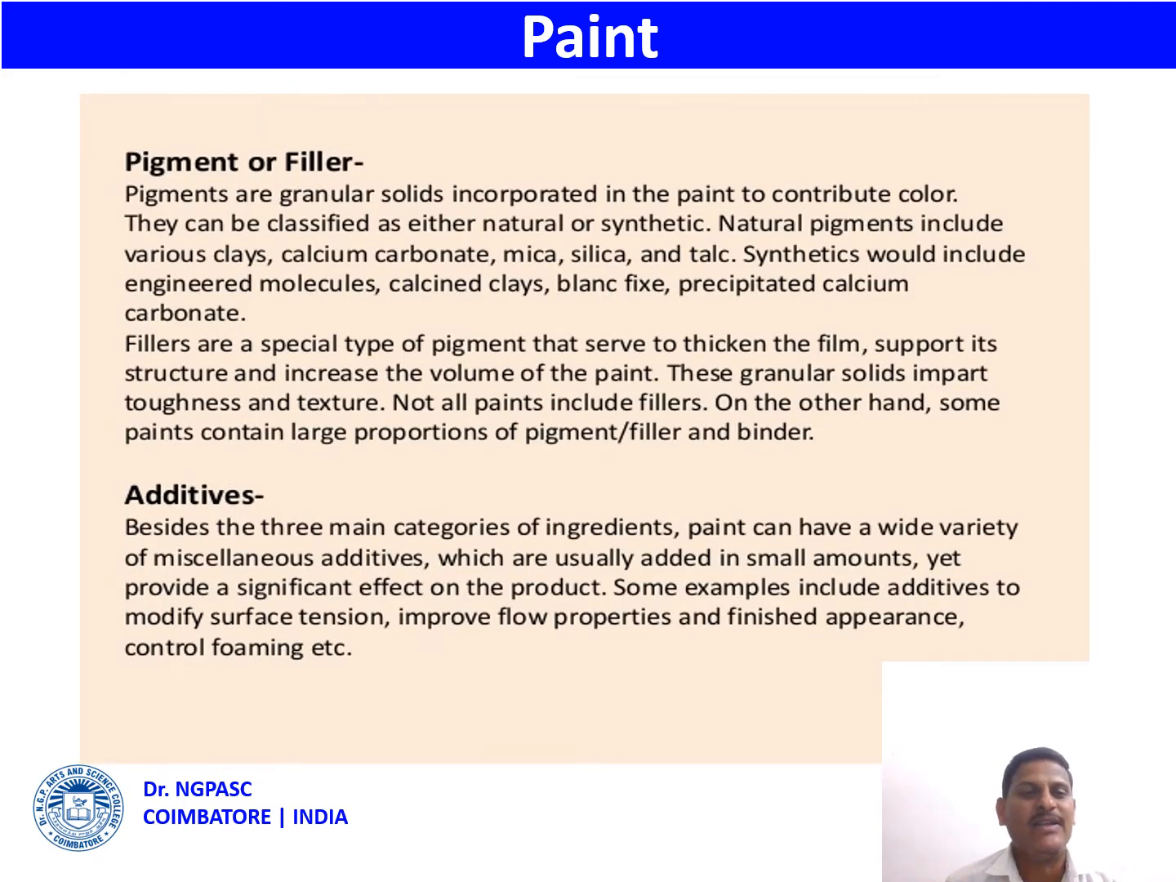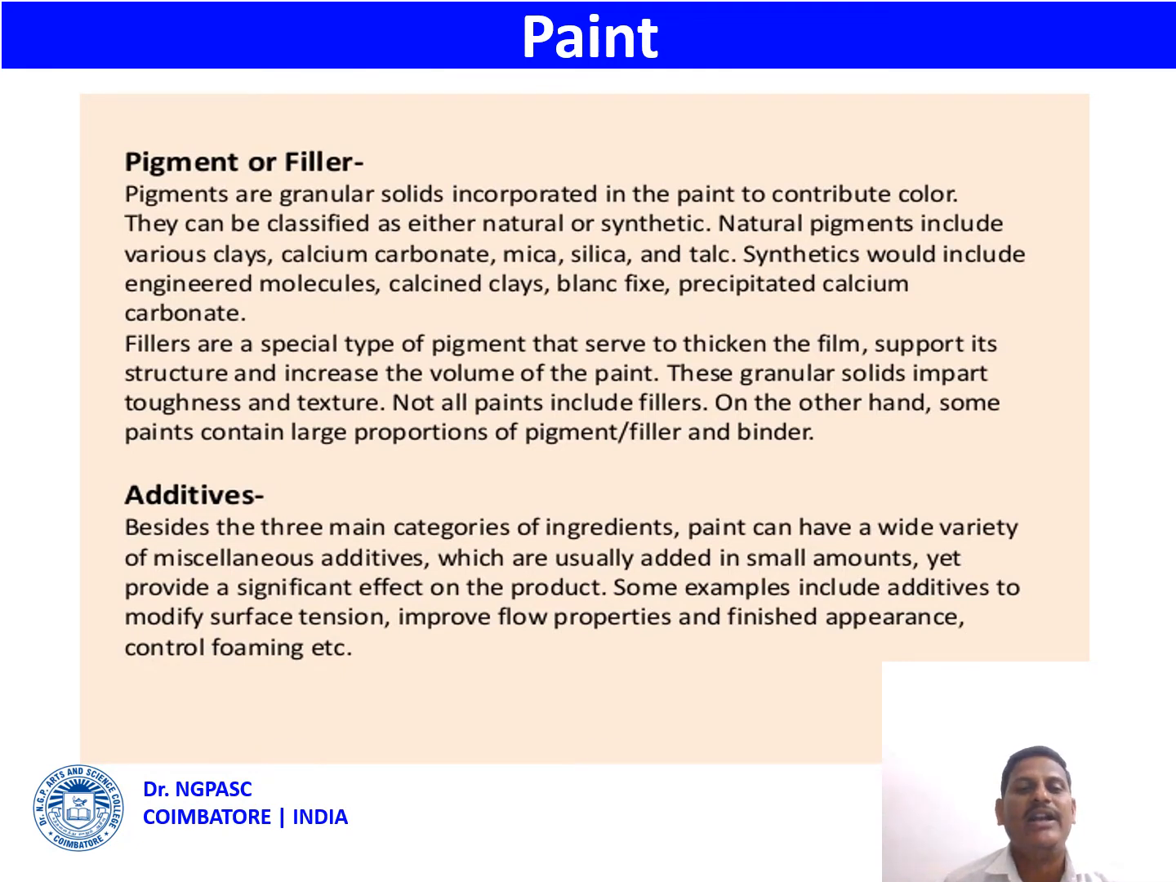Our next one is the pigment. Pigment or filler. What are pigments? Without pigments there is no paint. The coloring process is due to the pigment. Generally, pigments are granular solids incorporated in the paint to contribute color. Pigment or filler, that is the same meaning.